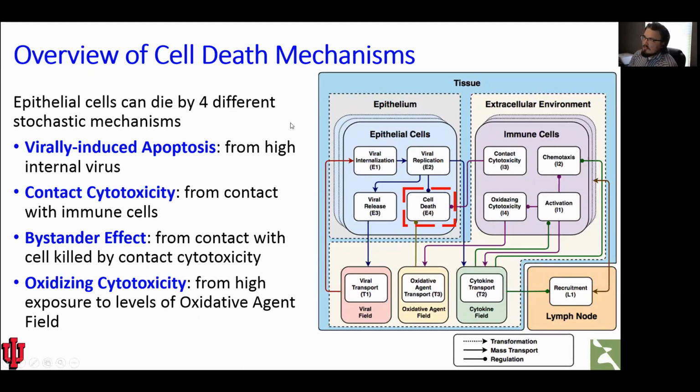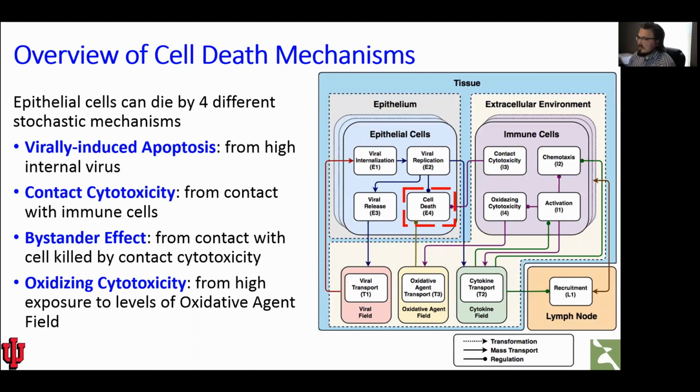Again, we have representations of 4 different cell death mechanisms. So 4 ways that epithelial cells can die. The first is virally induced apoptosis. And again, this is due to large amounts of intracellular virus that's in the stage of being what we've called assembled. So this is the last stage of viral replication inside a particular cell. There's the cell death due to the event of immune cells coming into contact with an infected cell. So if an immune cell does establish a contact interface with an infected cell, that infected cell then dies.